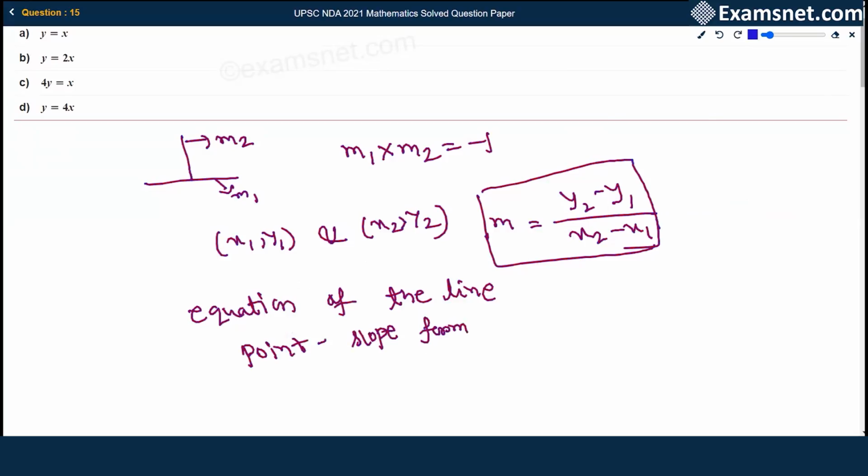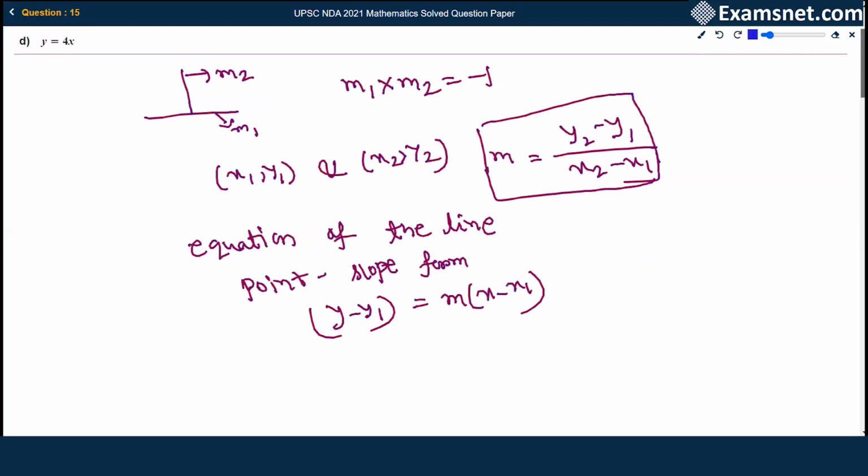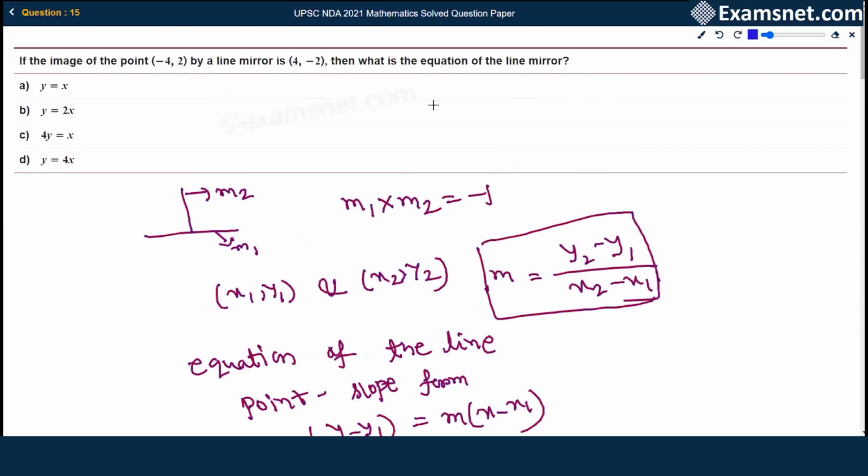Point slope form: in that equation we will be given one random point that lies on the line and the slope of that particular line, and the representation is y minus y1 equals m multiplied by x minus x1, where x1 and y1 lie on that line and m is the slope of that line. Now in this case, for knowing the equation of the line mirror, its slope needs to be determined first. So we will start this way.